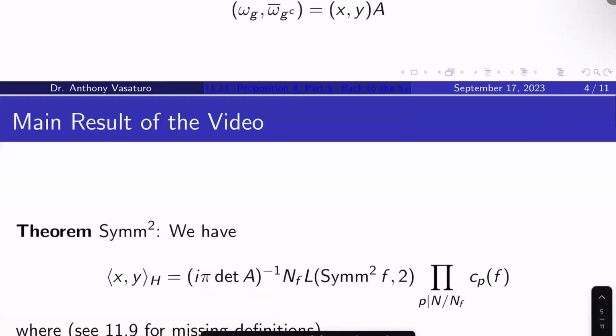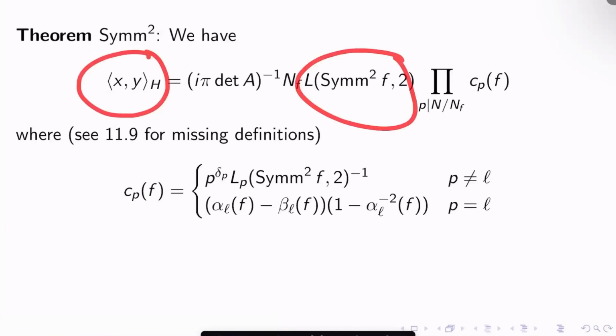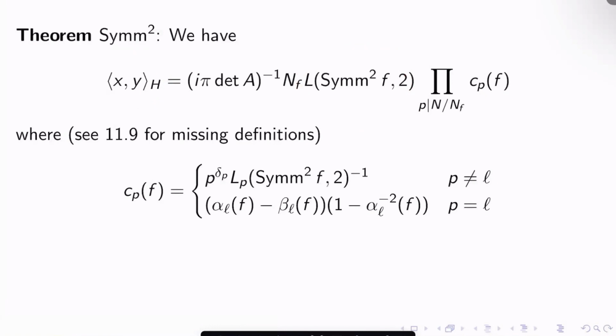Okay, and so here's the main result of the video. Theorem, we'll call it theorem sim squared. We have the following relationship between bracket xy sub H and L sim squared F evaluated at 2. It's the following.